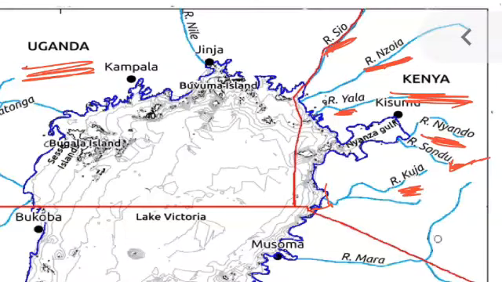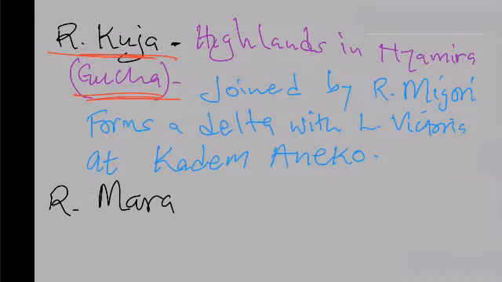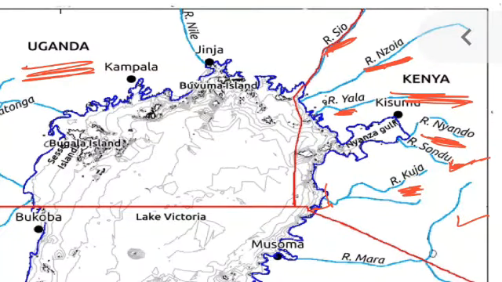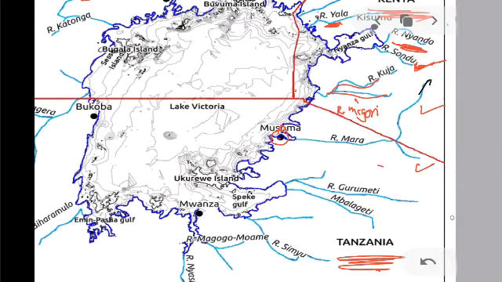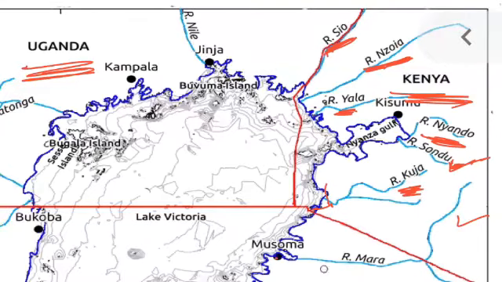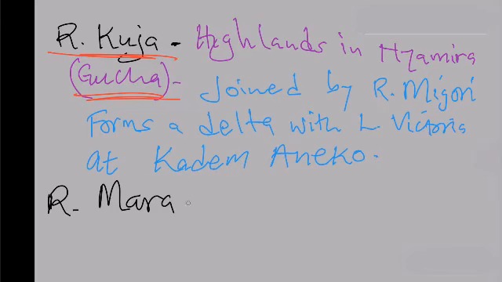So next we have River Mara. River Mara is a major river which has two major tributaries, one from Kenya and another one from Tanzania. So from Kenya, the river originates from Mau escarpments, areas around Narok, and then flows all the way. And then we also have another one from Tanzania. Now both rivers join, and River Mara empties its water some place around Musoma, that is in Tanzania.